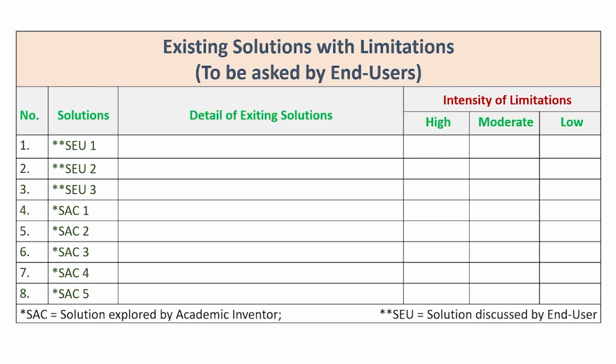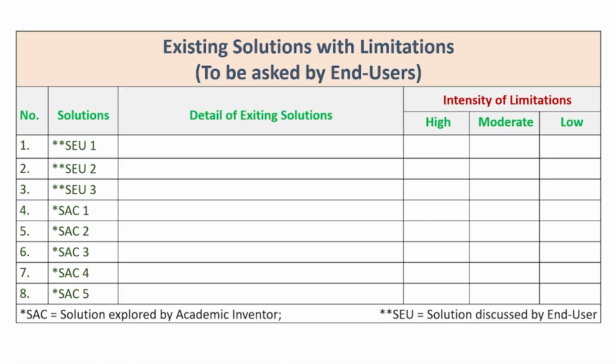Now your priority would be to understand that though there are existing solutions, do all these solutions have the same intensity of limitations or not? So let us have a look at this right section of the table, which says intensity of limitation, divided into 3 different sections: high, moderate and low. There is a possibility that some of the solutions that your academic inventor has highlighted, and at the same time a solution which is discussed by an end user, may come up with different intensity of limitation.